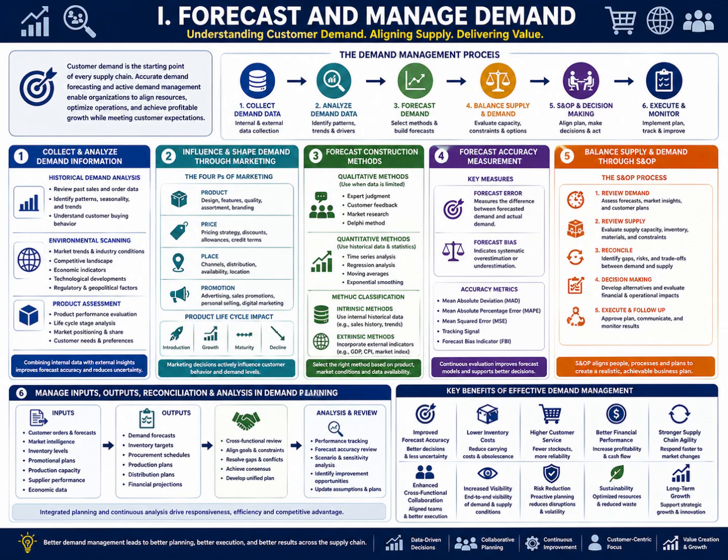Forecast accuracy measurement is another essential topic within the CSCP demand management framework. Organizations must continuously evaluate the quality of their forecasts to ensure effective planning decisions. The curriculum introduces important forecasting metrics, such as forecast error and forecast bias. Forecast error measures the difference between predicted and actual demand, while forecast bias identifies systematic overestimation or underestimation tendencies.